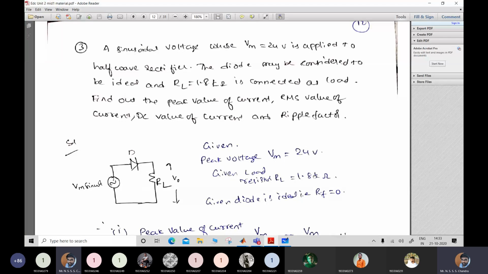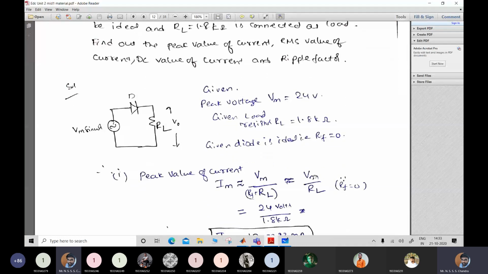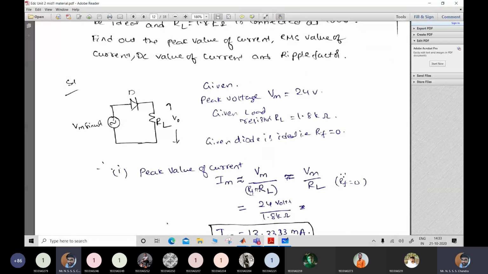RF value. Okay, we will directly write that peak value of current Im will be equal to Vm by RL. We will be neglecting that RF term, and then similarly RMS value, we will directly write Im by 2. Okay, so once we find out the Im, we can directly write Im by 2. We are neglecting that RF term.